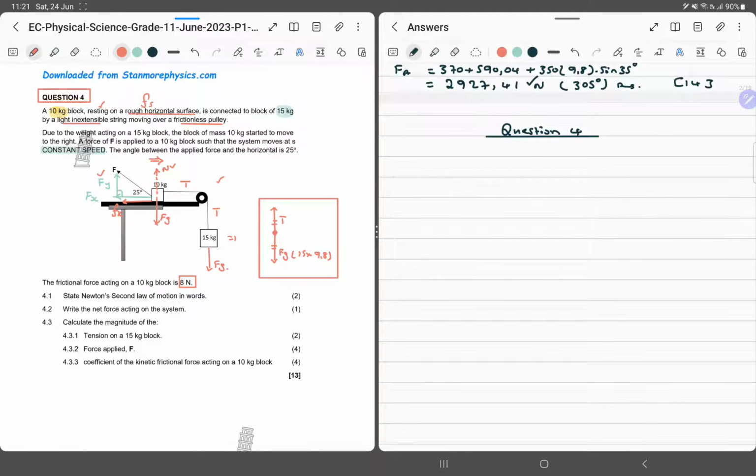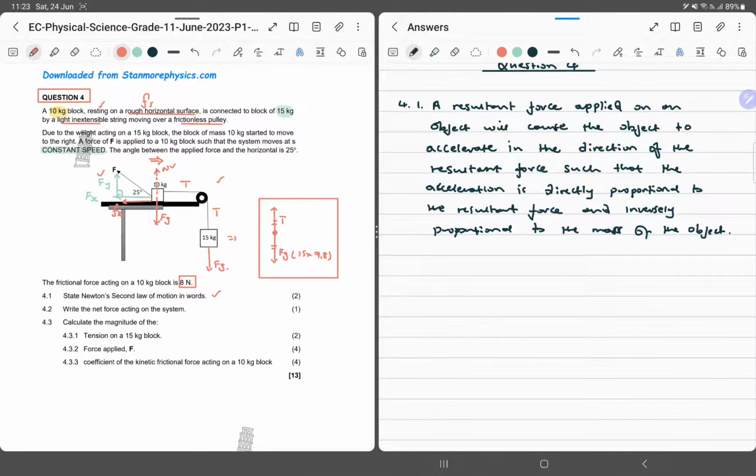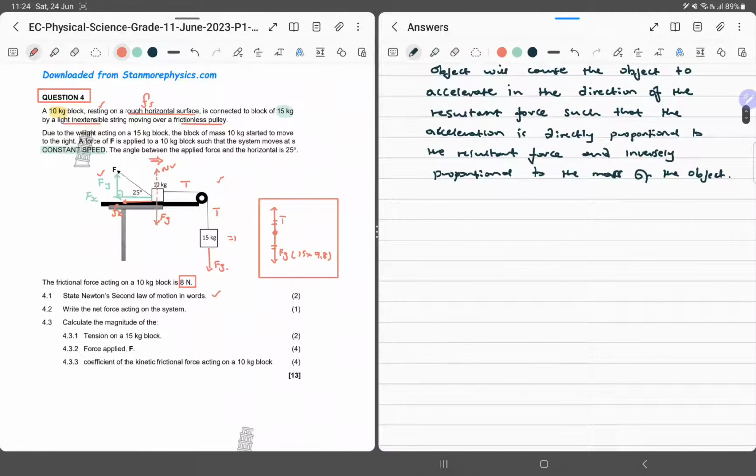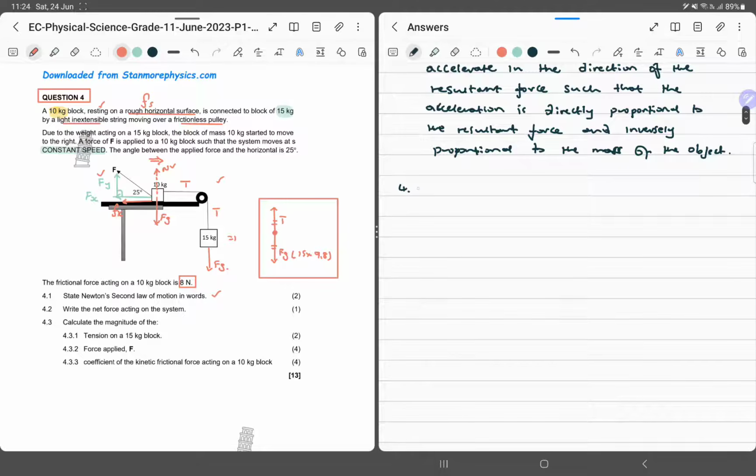Now it says state Newton's second law of motion in words. That is basically textbook work, guys. Easy stuff. So this one, we say a resultant force applied on an object will cause the object to accelerate in the direction of the resultant force, such that the acceleration is directly proportional to the resultant force, and inversely proportional to the mass of the object. So that's a bit of a paragraph, you know. I kind of had to pause because it's going to chow our time. So let's go on. Easy, 2 marks there. There's no need to miss it.